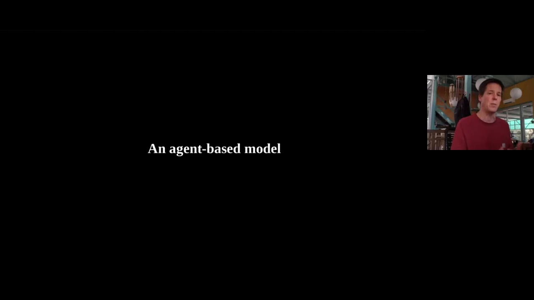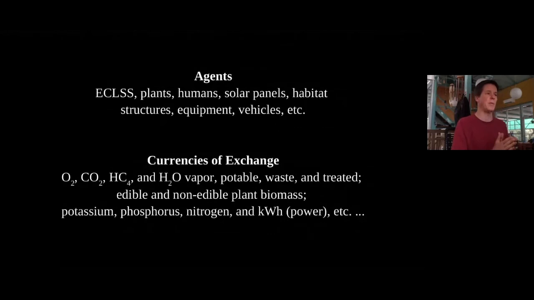The reason we do that is because we get complex behavior out of relatively simple mathematical functions. Where we might have just linear functions, something plus something, we end up with nonlinear behavior, things that can go a little bit chaotic, which is exactly what we shot for and exactly what we got, as I'll demonstrate later. So this gives you an idea of some of the agents and some of what we call currencies of exchange, those things that move between the agents.